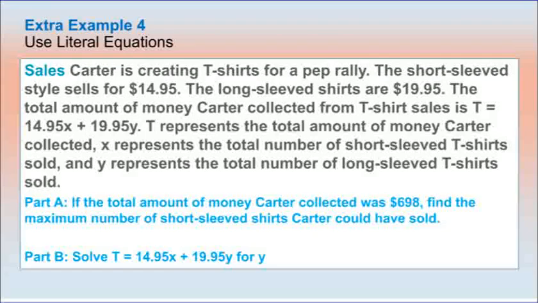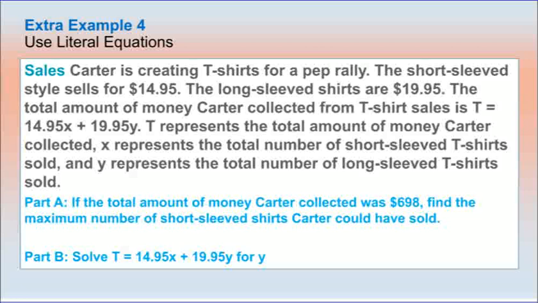Next one, Carter is creating t-shirts for a pep rally. The short sleeve style sells for $14.95. The long sleeve shirts are $19.95. The total amount of money Carter collected from t-shirt sales is T equaling 14.95x plus 19.95y. T represents the total amount of money Carter collected. X represents the total number of short sleeve t-shirts, and Y represents the total number of long sleeve t-shirts.